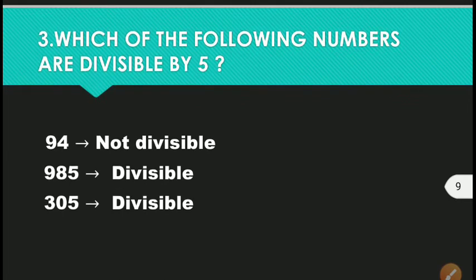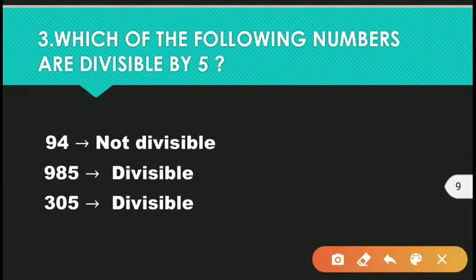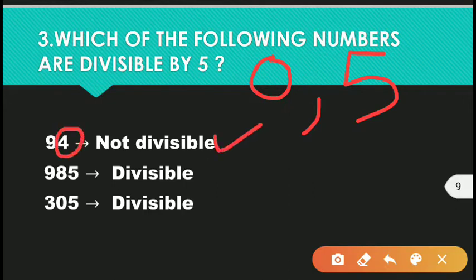Next is, which of the following numbers are divisible by 5? So, the divisibility test for 5 is the unit digit should be 0 or 5. Clear? In the first one, 94. Here the unit digit is 4. So this will not be divisible by 5. In the next, the unit digit is 5. That means it will be divisible by 5.